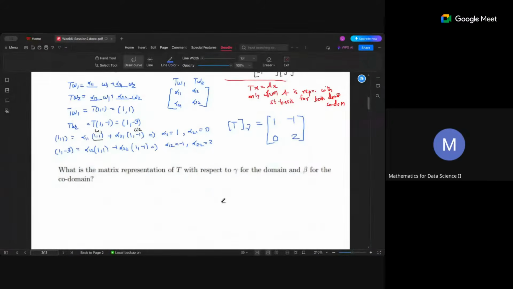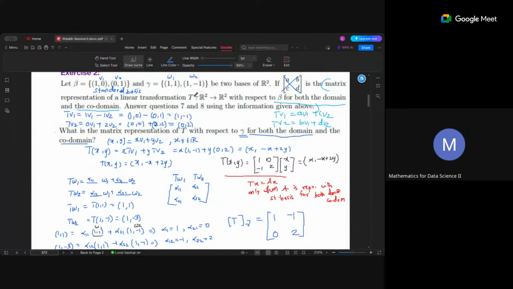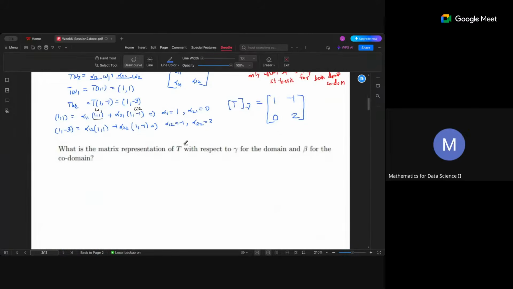Now we have seen the matrix representation of T with respect to beta for both domain and codomain, and then gamma for both domain and codomain. Now, what is the matrix of T with respect to gamma for domain and beta for codomain? Remember, gamma has elements W1, W2, and beta has elements V1, V2. Think for a moment in your mind, and then tell me what we need to do.